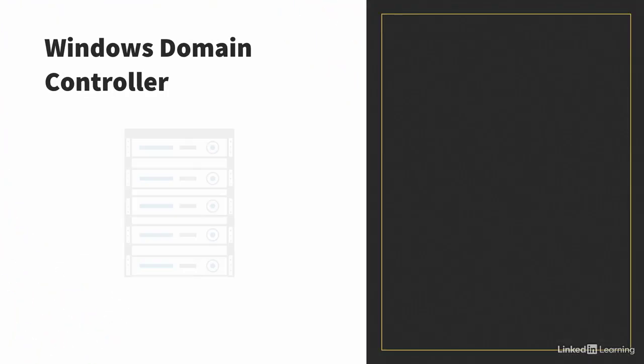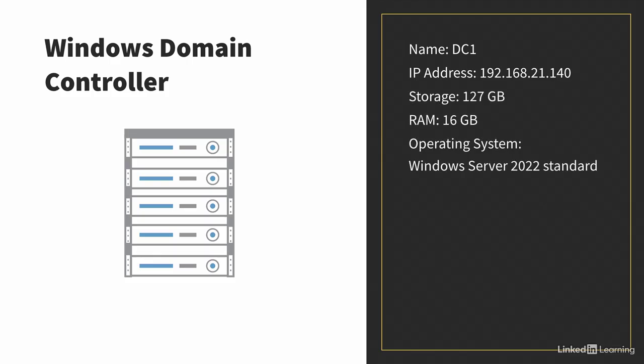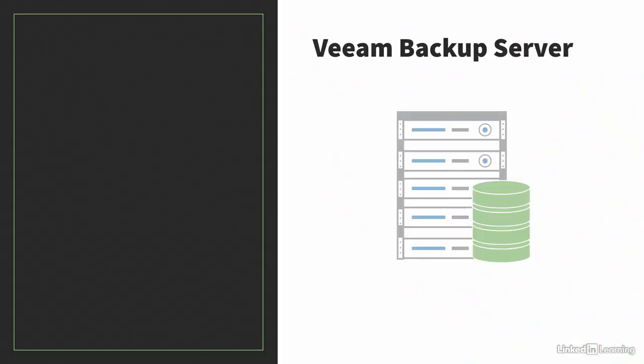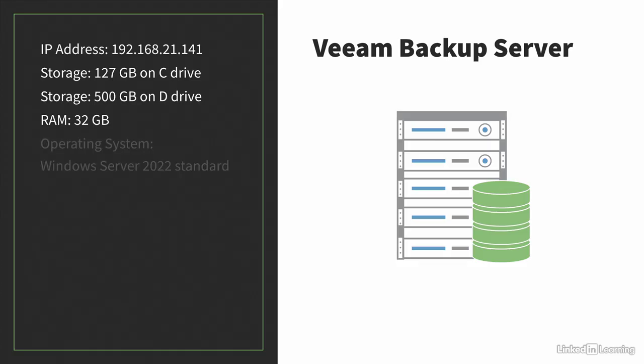To start with, I'll be using a Windows domain controller called DC1, and you can see here the IP address as well as the storage and the Windows 2022 Standard Edition that I'll be running it. The second is going to be the Veeam server. So this is going to be installed on a Windows server, and it's going to be installed on the C drive, but I also have 500 gigabytes on the D drive as well that I'll be using for internal storage for one of the demonstration videos. And it is running Windows 2022 Standard.